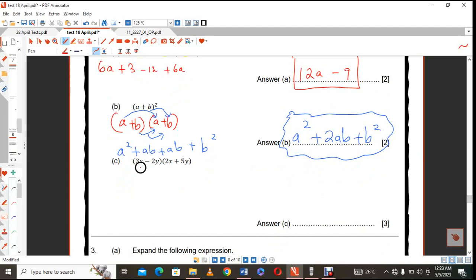Right, the next one, we're going to multiply the 3x with everything over there. So that is 6x squared. 3 times 5, 15xy.